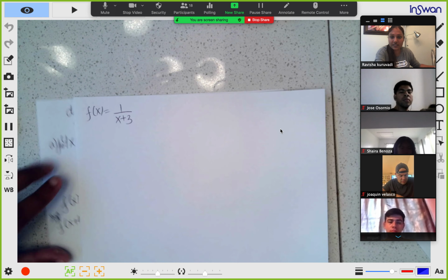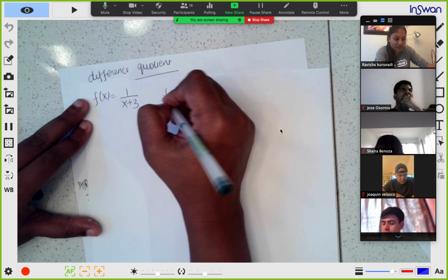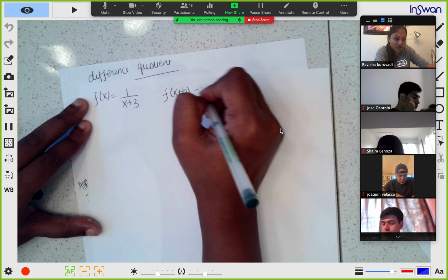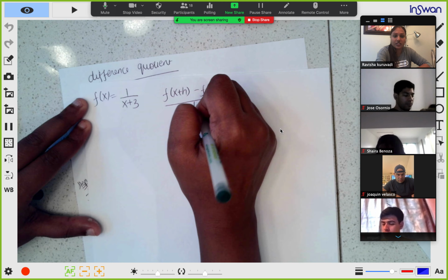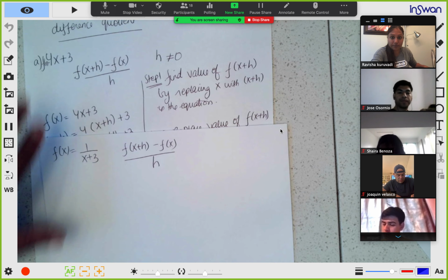You are given f(x). So let's write the formula here so I know. f(x plus h) minus f(x) over h. This is my difference quotient formula. Okay. What does my step 1 say?